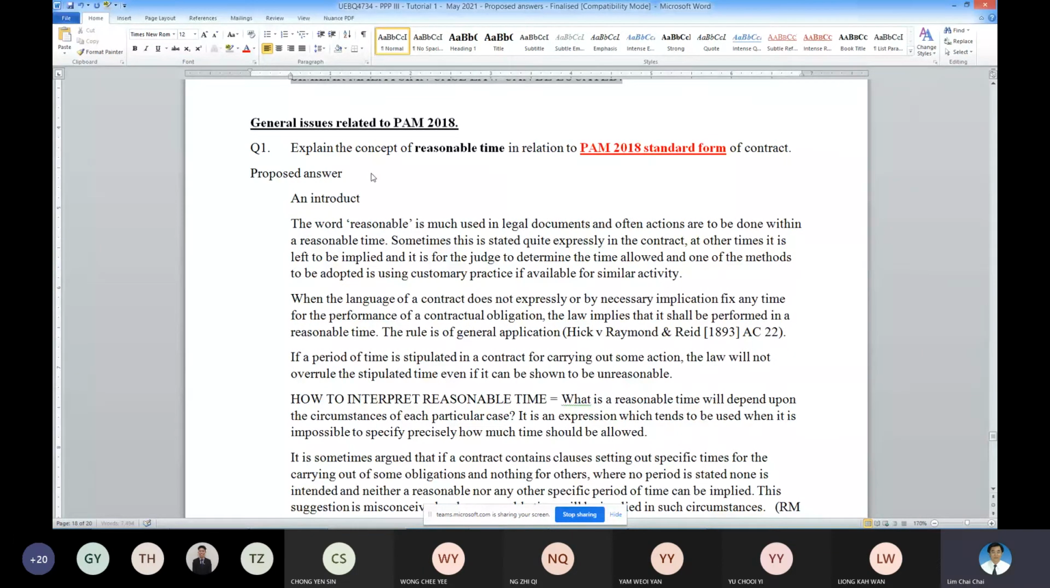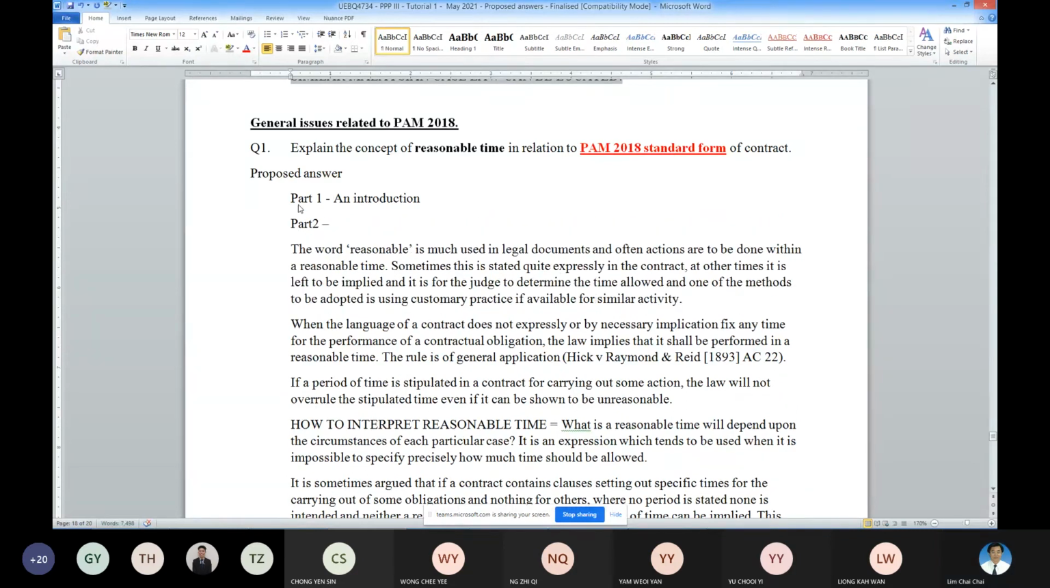That is part A. Part 1, introduction. So then this is your part 2. Okay, so part 2 will be the body or presentation of your argument. Okay, so please be careful.